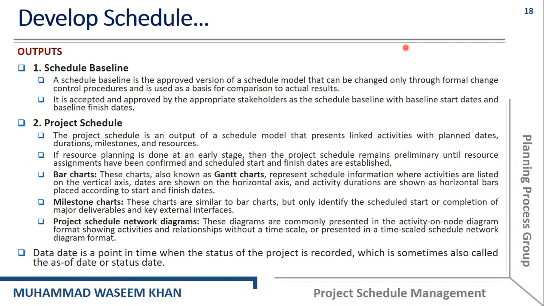Outputs of the developing schedule process include the schedule baseline. The schedule baseline is actually the approved version of the schedule model that can be changed only through formal change control procedures, and it is used as a basis for comparison to actual results. So it is accepted and approved by the appropriate stakeholders as the schedule baseline with baseline start dates and baseline finish dates.